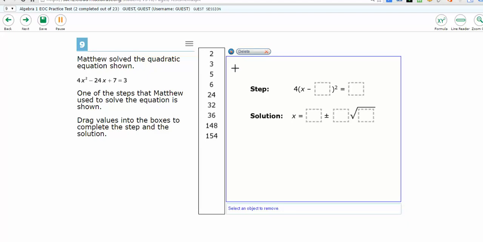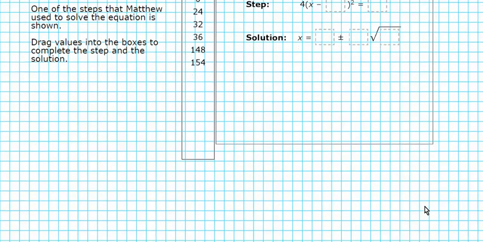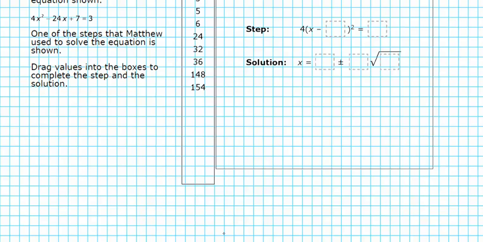So all we're doing here is just dragging answers and putting them into these 1, 2, 3, 4, 5 boxes over here. This problem actually requires us to solve the entire quadratic, namely using the method of completing the square, because I have the format here, and then we're going to drag one of the steps, input it here, and then our final answer. Okay, so let's go ahead and do it. Start with 4x squared minus 24x plus 7 equals 3.